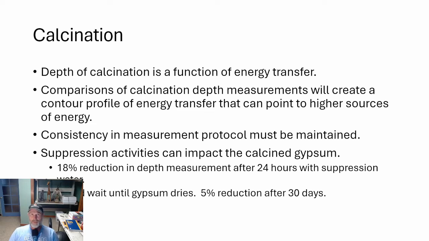Now, what was interesting about that study is when they waited for 30 days and allowed that gypsum to dry out, there was only a 5% reduction. So if you did have situations where measurements were critical and suppression, let's say an automatic fire suppression system, was involved or manual suppression, then waiting until the gypsum dried before taking those measurements would produce more reliable results.